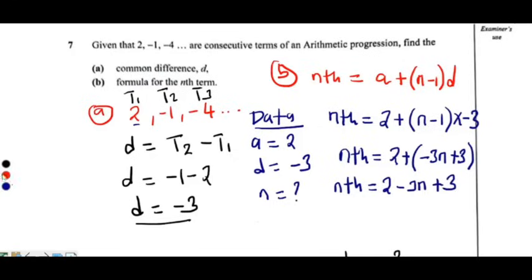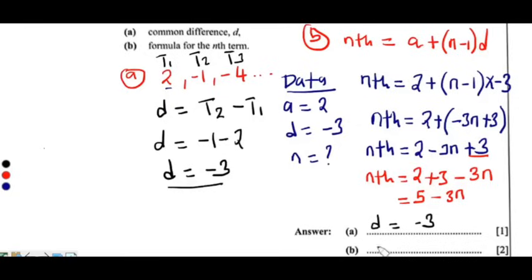3. So from here we can collect the like terms. So we're going to have nth term is equal to, we have a 2, the other term is a positive 3, so plus 3, then minus 3n. So from here we are going to say our nth term, 2 plus 3, this is a 5, minus 3n. So our final answer, the formula for the nth term, is 5 minus 3n. So we have answered this question. Now we move on to the next one.